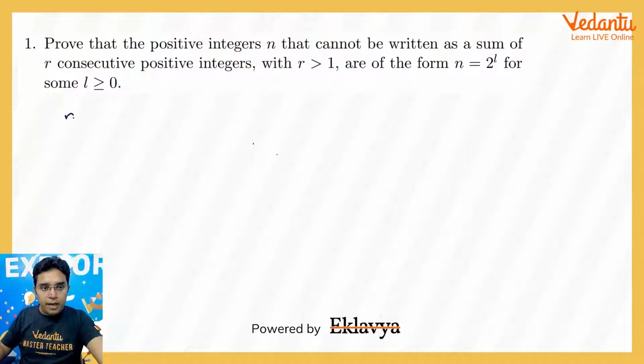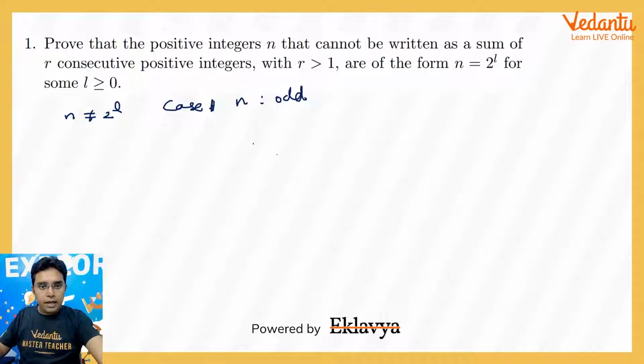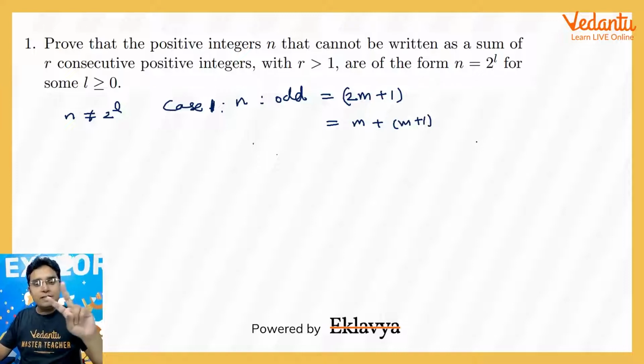So suppose my n is not equal to 2 power l. One of the cases could be that my n is some odd number. Case 1, n could be an odd number, and we can take an odd number as 2m plus 1, and we know 2m plus 1 means we can write this as m plus m plus 1. So this is a sum of two consecutive integers, and r is greater than 1. So this is true that if n is not 2 power l, and in this case n is odd, then we are done, as it can be written as a sum of two consecutive integers.